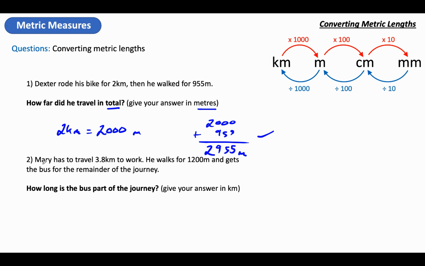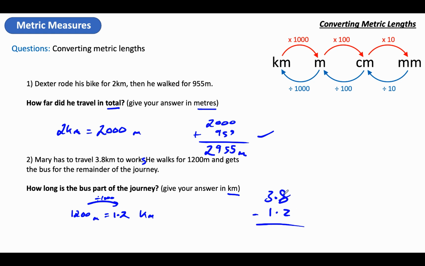Mary has to travel 3.8 kilometres to work. She walks for 1,200 metres and gets the bus for the remainder of the journey. How long is the bus part of the journey? Give your answer in kilometres. So I think we need to change the 1,200 metres into kilometres. Now to do that, we divide by 1,000. So it's 1.2 kilometres. And we need to find the difference. That's a subtraction sum, so 3.8, and we're going to take away 1.2.